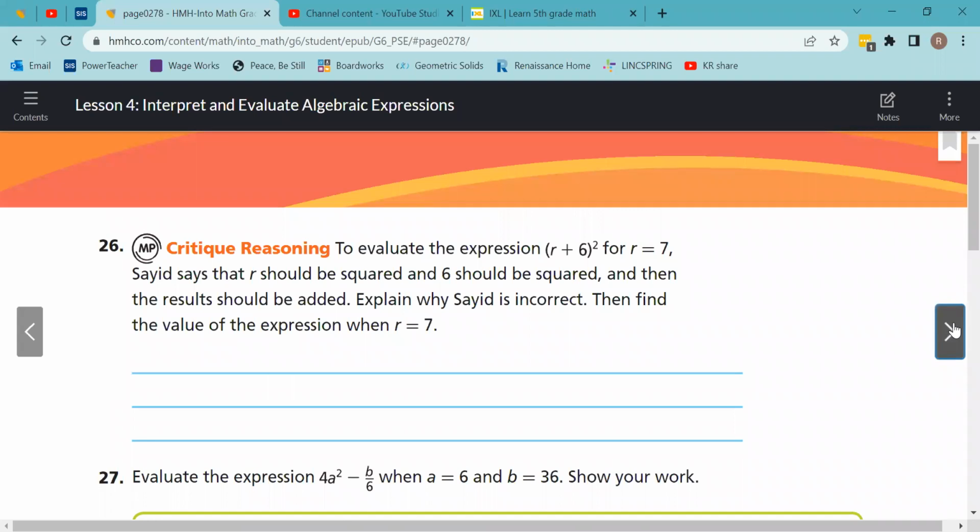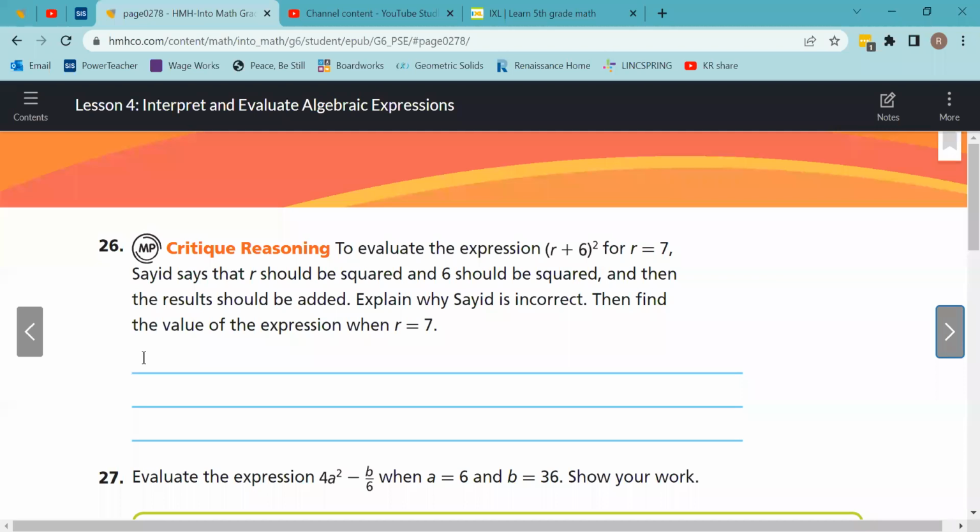Okay. Last page here for our lessons. To evaluate the expression r plus 6 squared for r equals 7, Saeed says r should be squared and 6 should be squared, and then the results should be added. Explain why Saeed is incorrect. Then find the value of the expression when r is 7.